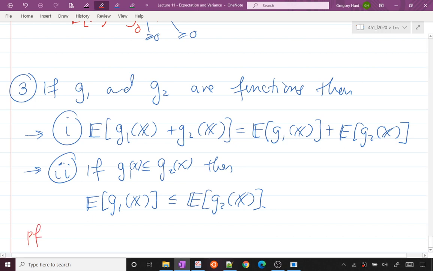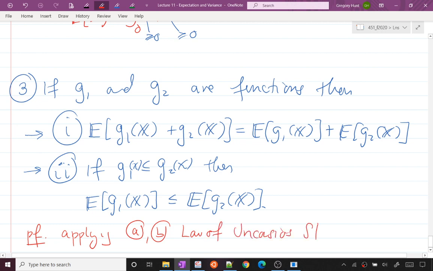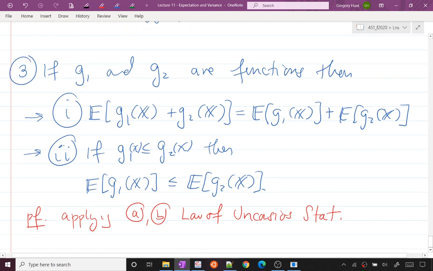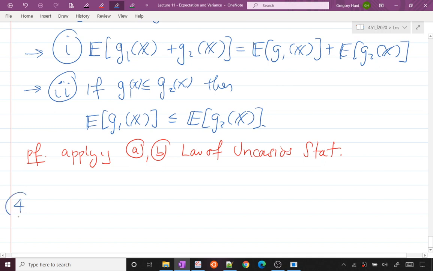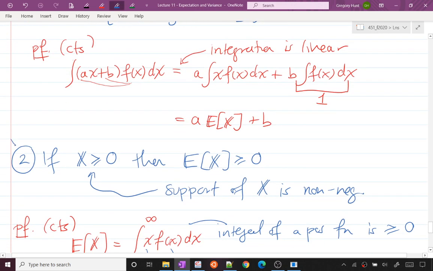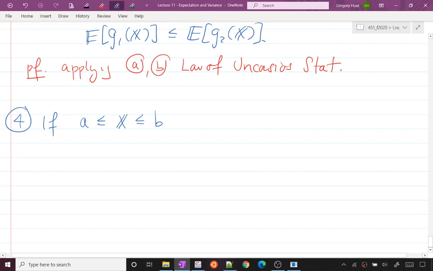You can prove these by applying properties 1, 2, and the law of the unconscious statistician. Those three things combined. I won't do the proof. It's actually not so bad, but those three things will get you there to a proof. And the fourth and final fact, again a very similar flavor, kind of similar to number 2, is that if my random variable is bounded between two numbers, then so is my expectation.